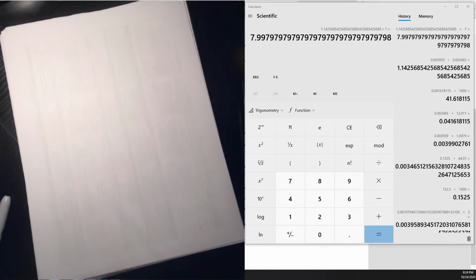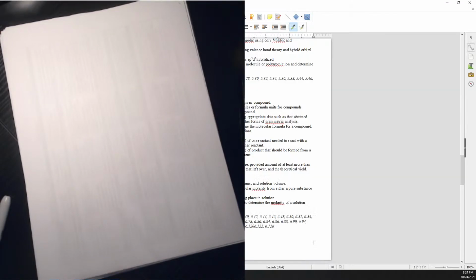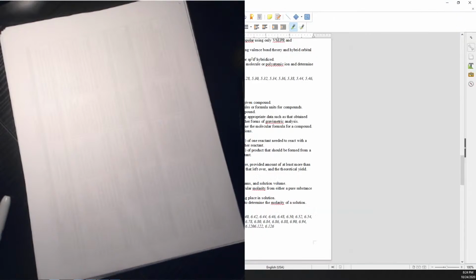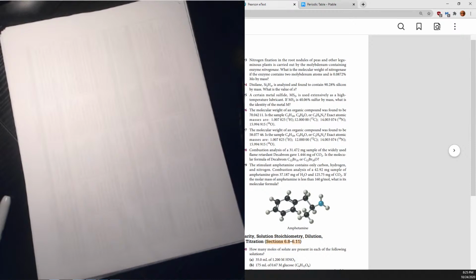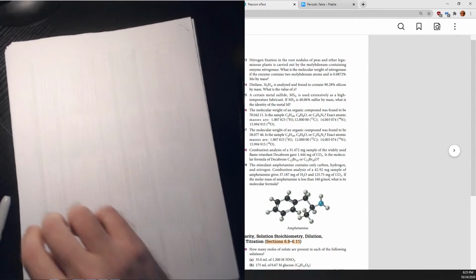In any event, let's continue. So let's see, that was 88. Next up is 90. Oh no, that was 90. 90 is followed by 94. Disilane, Si2HX, is analyzed and found to contain 90.28% silicon by mass. What is the value of X?